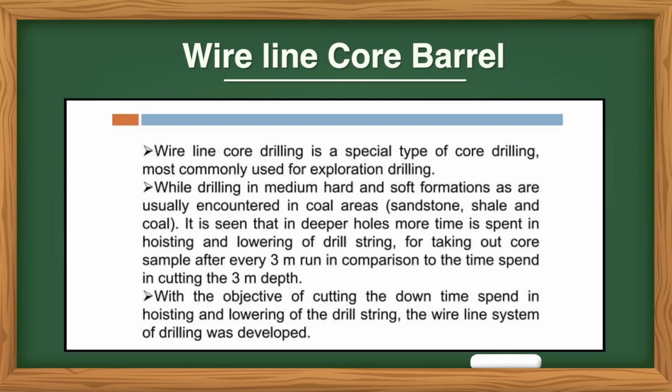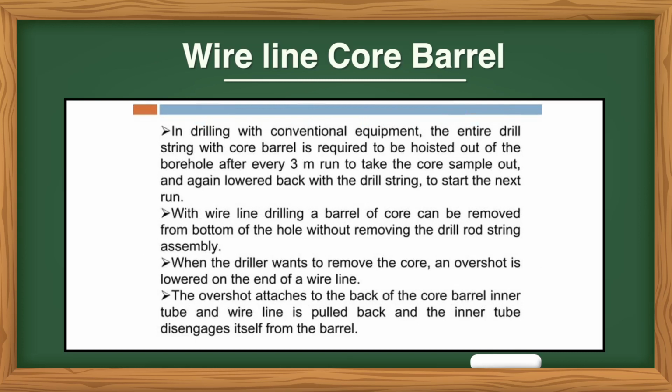With the objective of cutting the downtime spent in hoisting and lowering of the drill string, the wireline system of drilling was developed. In drilling with conventional equipment, the entire drill string with core barrel is required to be hoisted out of the borehole after every 3 meter run to take the core samples out, and lowered back with the drill string to start the next run.